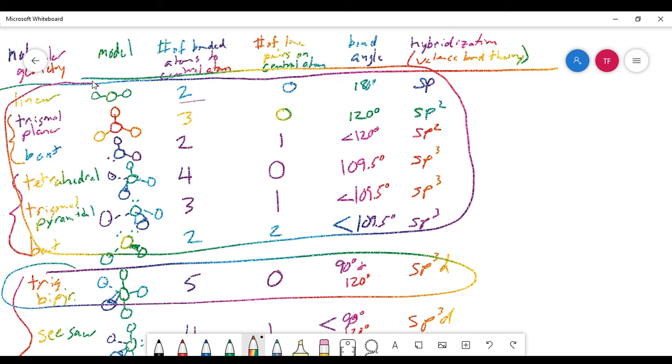Again, knowing these shapes and knowing these structures, being able to predict them quickly from Lewis dot structures allows you to predict the chemical and physical properties. So if you need help with these structures, let me know. We'll be using them in future lessons.